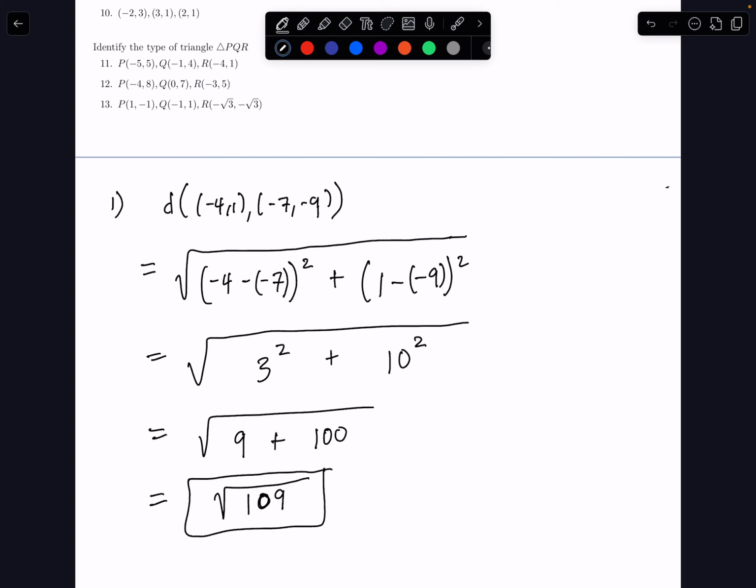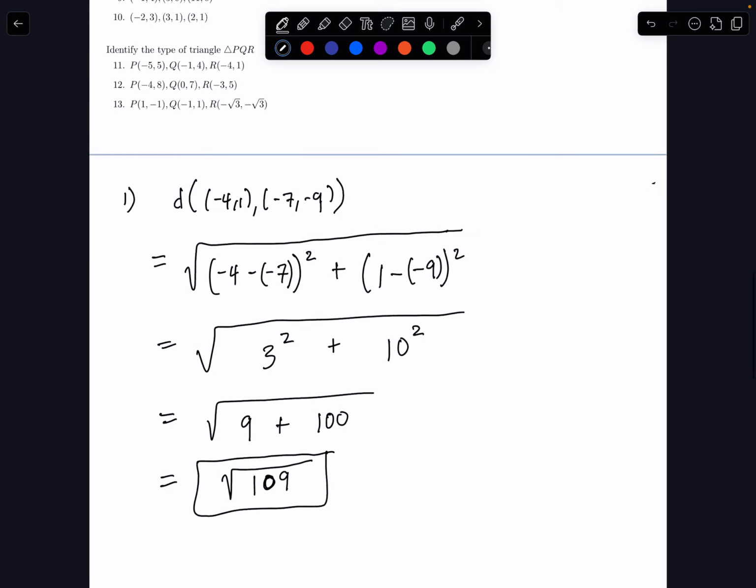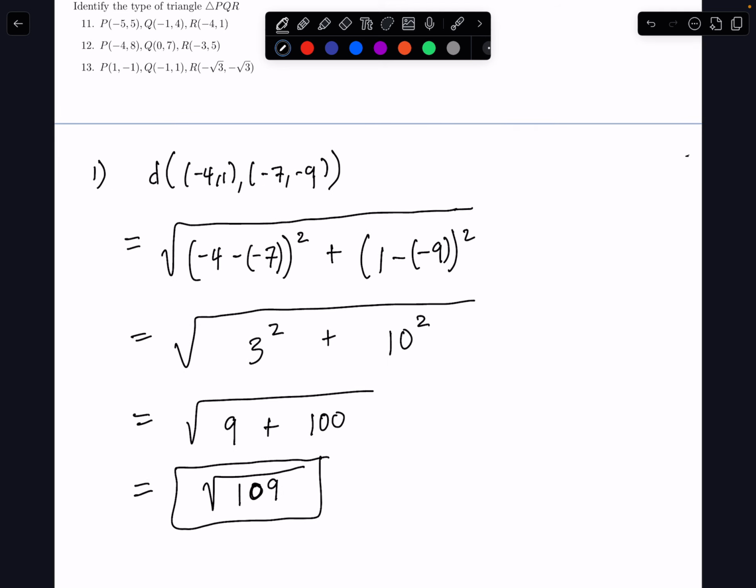Right there. Looking at it, it's square root of 109, simplify, and I don't see any factors of 109, so we'll just leave it as the square root of 109. I think your calculator should actually be able to simplify it for you automatically as well.